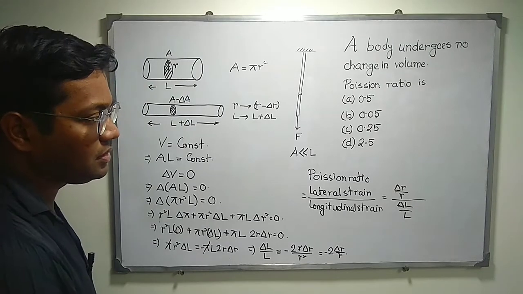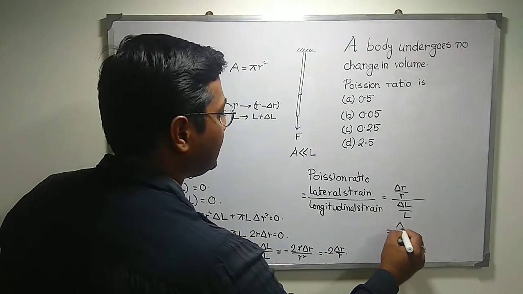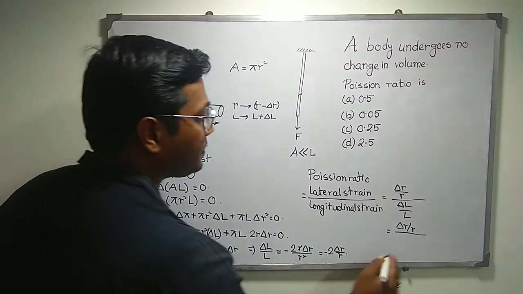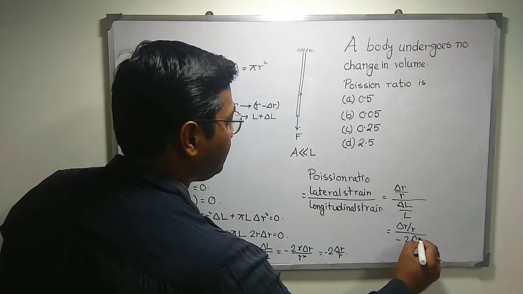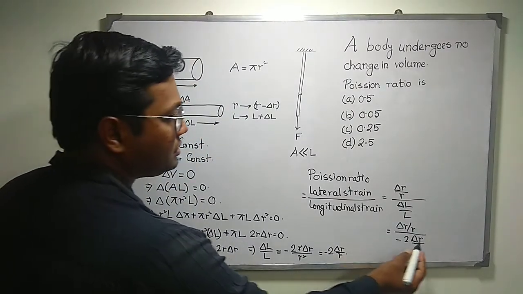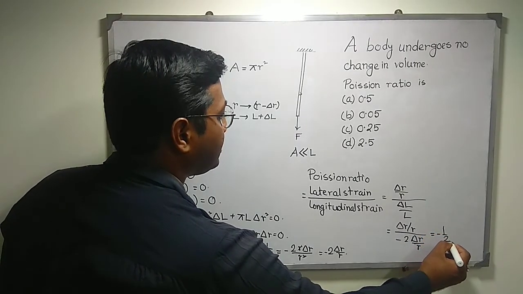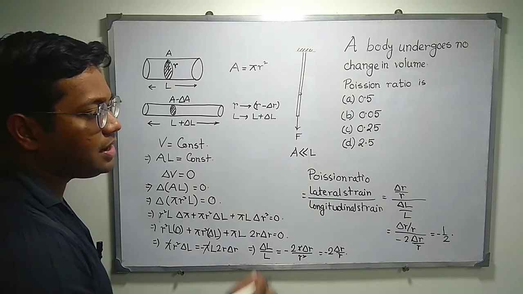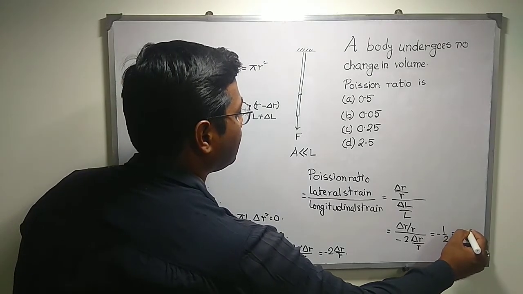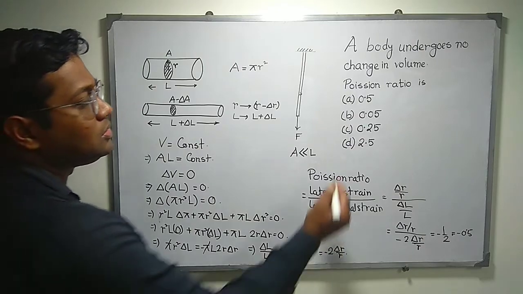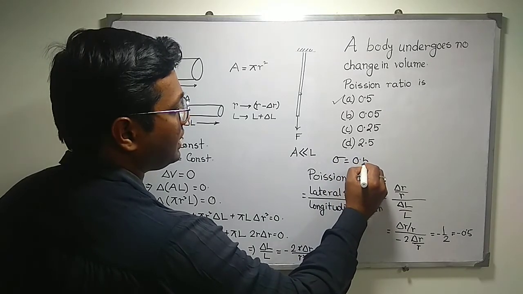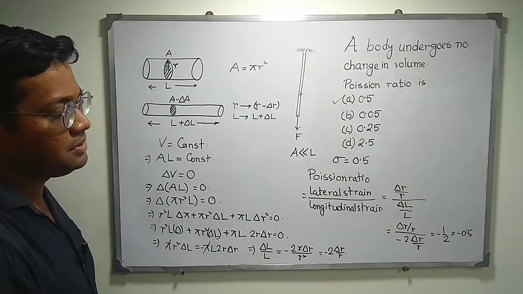So if I replace these values, del r by r will remain as it is. If I replace the value of del L by L, that is the longitudinal strain, that is minus of 2 del r divided by r. So del r by r and del r by r cancel out. The Poisson ratio becomes minus of 1 by 2. If I take only the magnitude, then it is 0.5 only. So option A is the correct answer. Sigma, the Poisson ratio, is 0.5 in magnitude. Thank you very much.